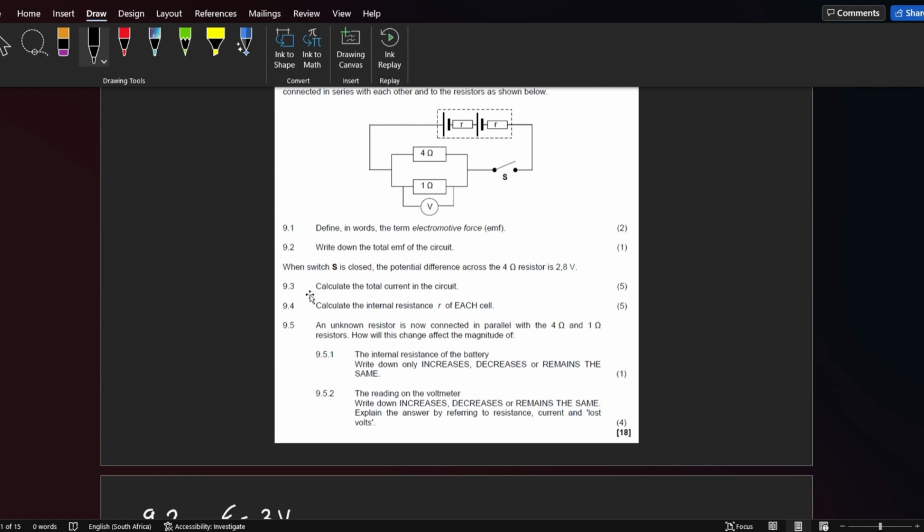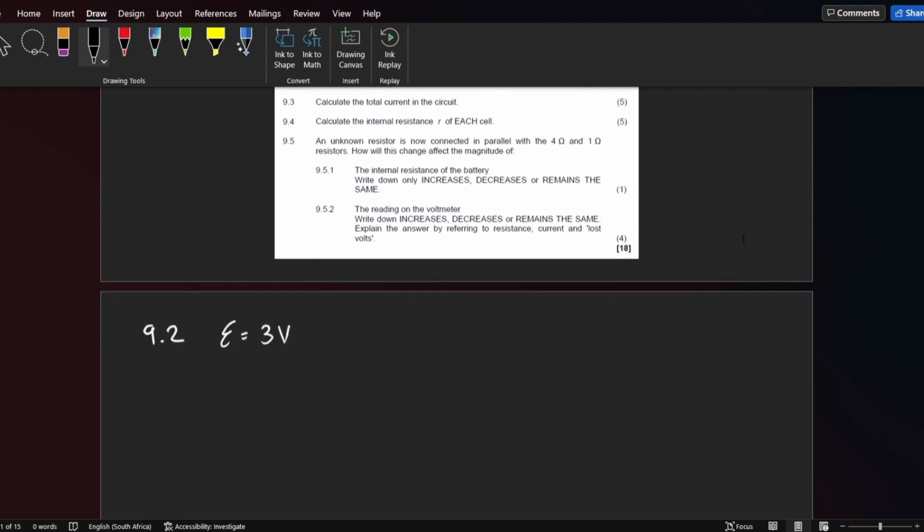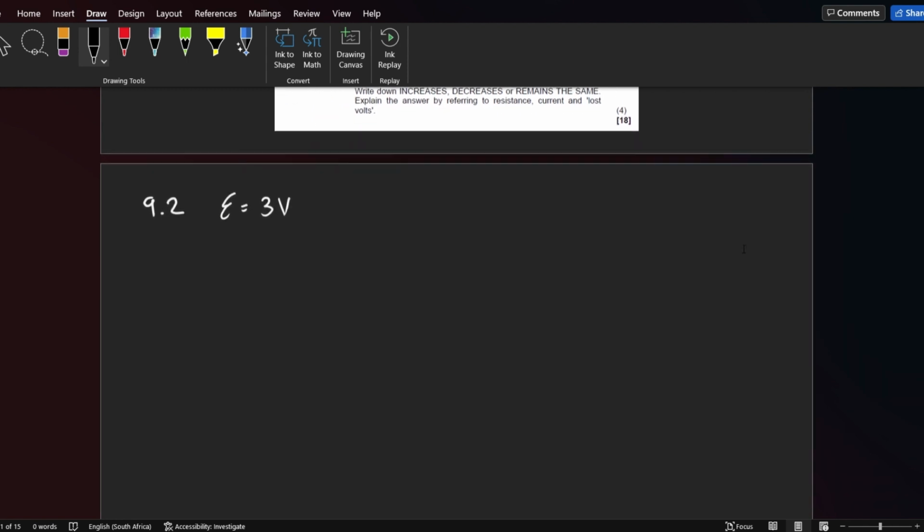Now question 9.3 asks, calculate the total current in the circuit. So the first thing we can do, we're given the voltage, we know we have the resistance values of each resistor. So what we can do is we can calculate the combined or the effective resistance of that parallel branch, and then using this voltage we can calculate the total current in the circuit. So let us go ahead and do that.